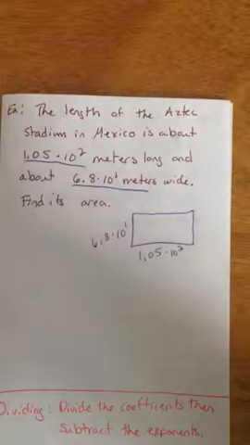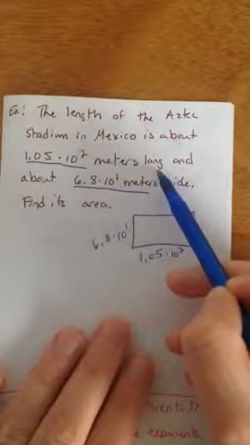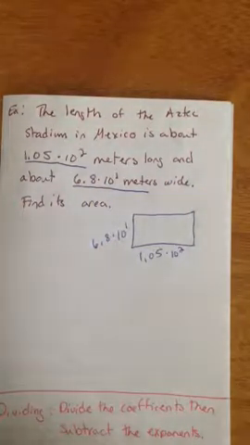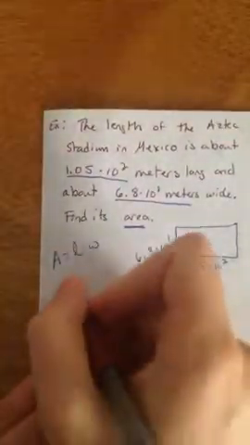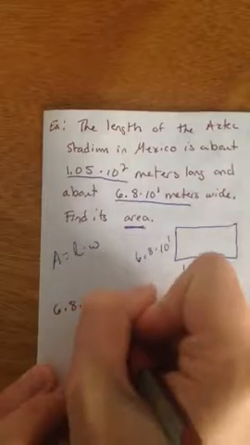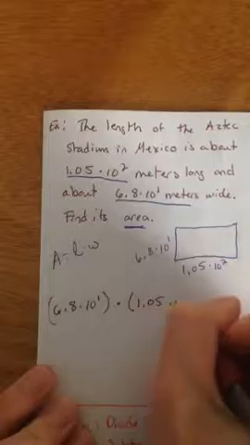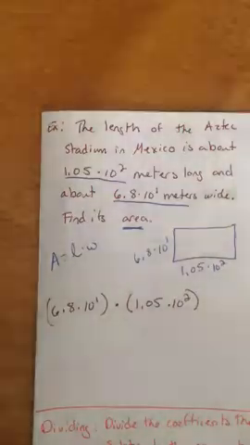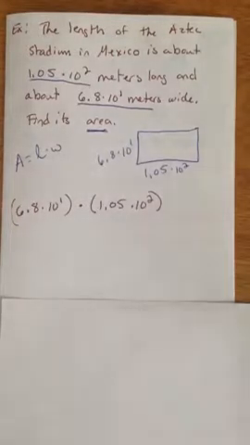The length of the Aztec Stadium in Mexico is about 1.05 times 10 squared meters long and about 6.8 times 10 to the 1 meters wide. Find its area. Okay, so I'm finding the area, which, again, for a rectangle is length times width. So I'm doing 6.8 times 10 to the 1 times 1.05 times 10 squared. And I'm just putting these in parentheses so I can separate the two scientific numbers. I don't want to confuse what goes with what part.